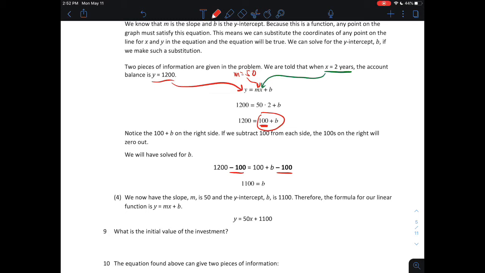So now we have the slope, 50. We have the y-intercept, 1100. Therefore, the formula for our linear function is, instead of just leaving it as y equal mx plus b, we replace the m with 50, and we replace the b with 1100, and that gives us y equal 50x plus 1100. So now number 9. What is the initial value of the investment? Remember, that's the y-intercept. So that's what we just found for b. That's $1,100.